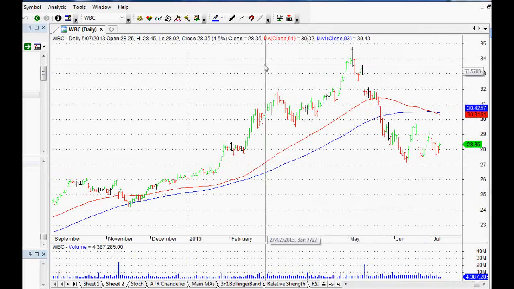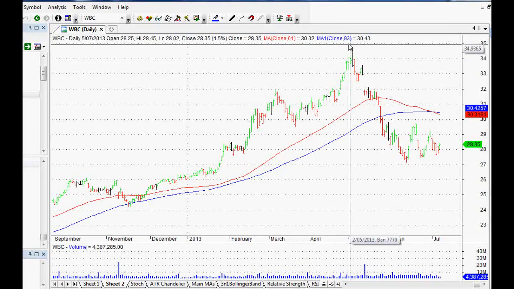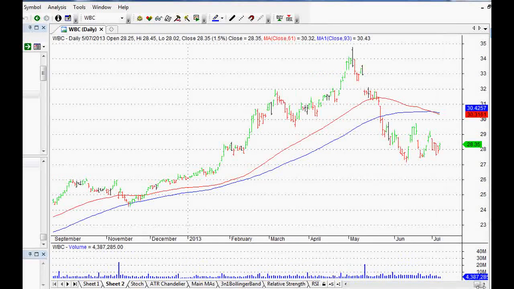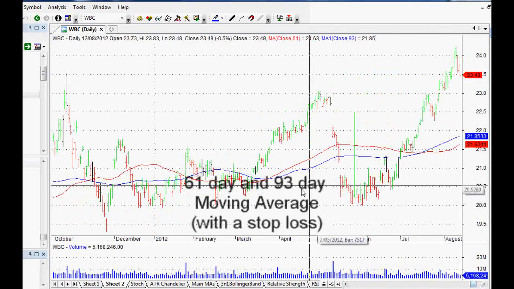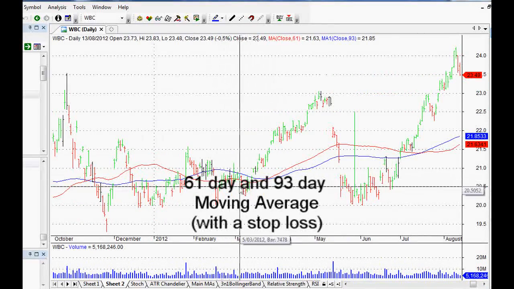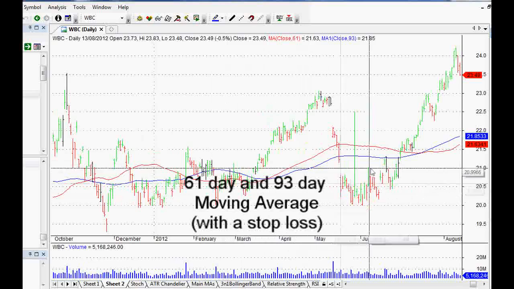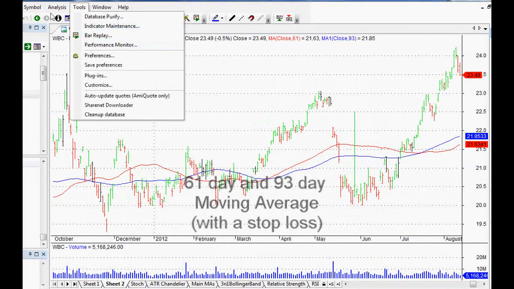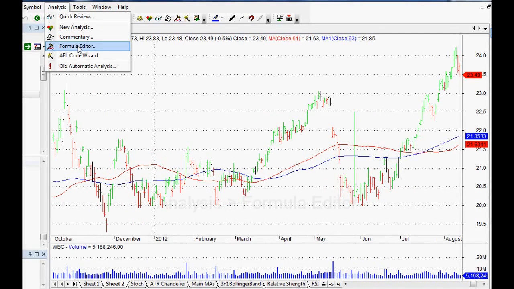What I'm looking at today is a 61-day and a 93-day moving average crossover, and basically the buy signal would be when the 61-day moving average moves above the 93-day moving average. And we'll show you how to code it in Amibroker as well really quickly.